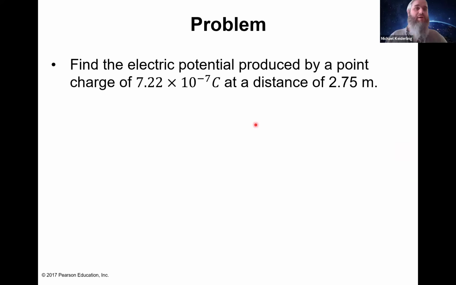So here's an example problem. We want to find the electric potential produced by a point charge of 7.22 times 10 to the minus 7 coulombs at a distance of 2.75 meters.